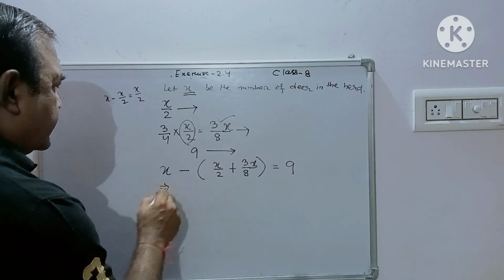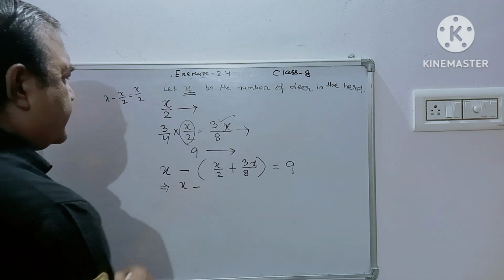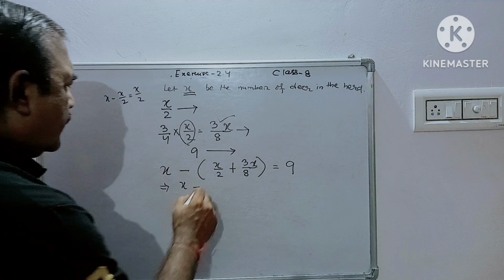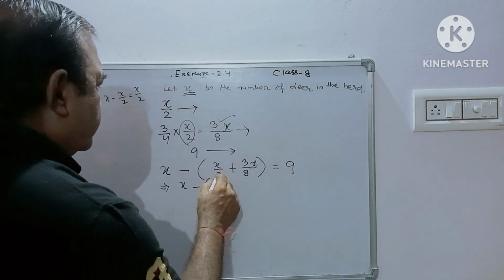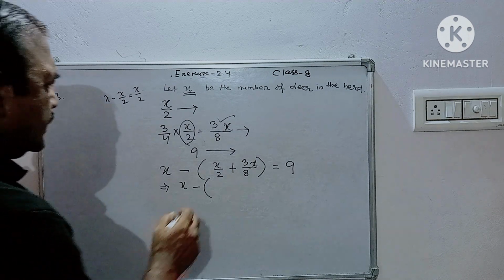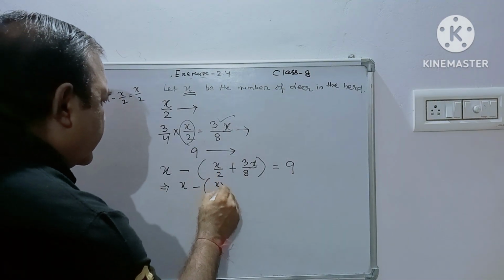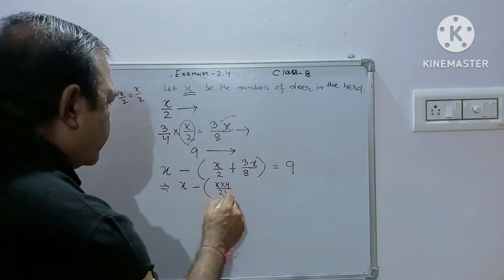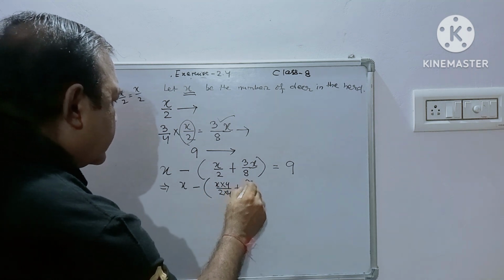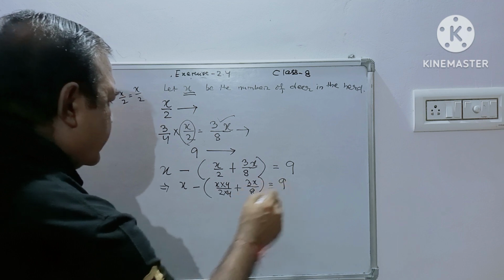So we have to solve this. So you see, x minus... 2 and 8, the LCM is 8. So we have to make the denominator 8 here. So what will you do here? x into 4 divided by 2 into 4 plus 3x divided by 8, is equal to 9.